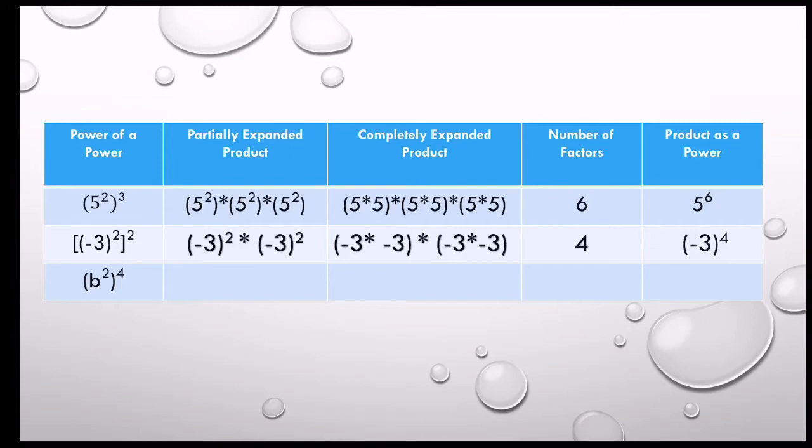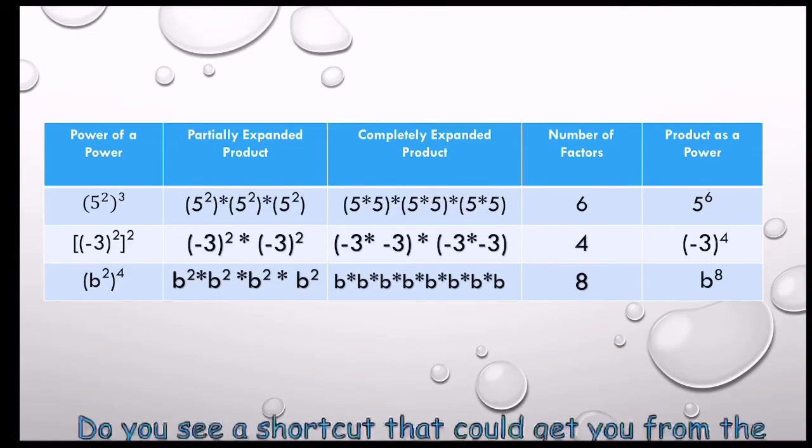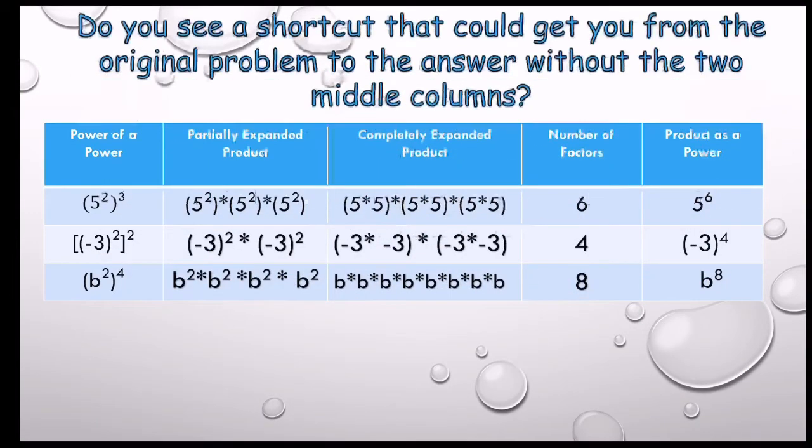Finally, I have a variable. If you look at this variable, I have 4 b squareds. I'm then going to expand that and count how many b's I have. You have 8. So this is b to the 8th. So do you see a shortcut that could get you from the original problem to the answer without the middle columns?